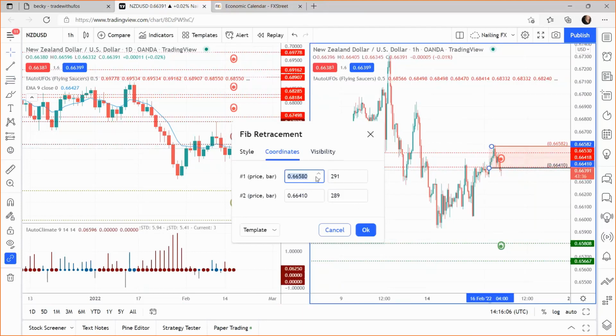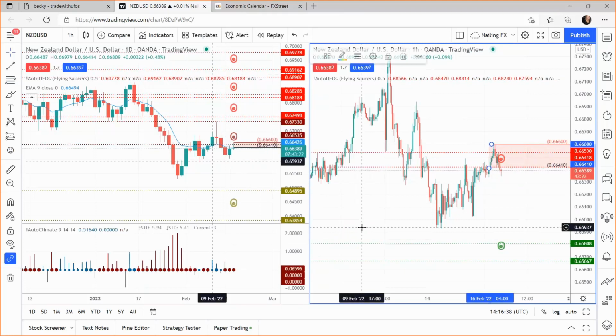Our stop loss price will be 0.6653 plus a couple of pips to take in account the spread, plus 5 pips of wiggle room. So that takes us to 0.6660.